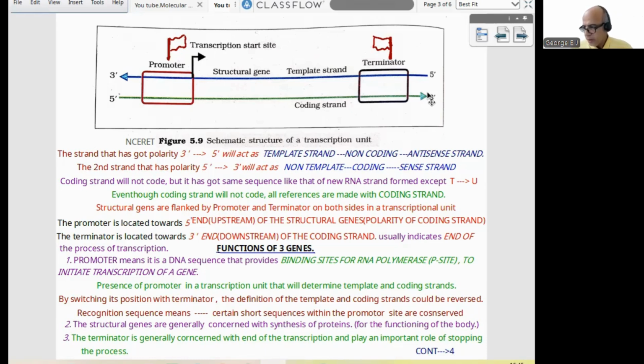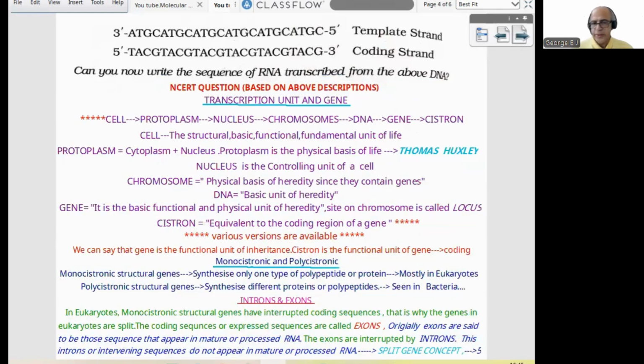Now, the next area we have to proceed to. I think this page is clear. Next is the famous NCERT question. This is the famous one. Template strand, the upper one. Coding strand, the lower one. And what NCERT asks us is, can you now write the sequence of RNA transcribed from this DNA?